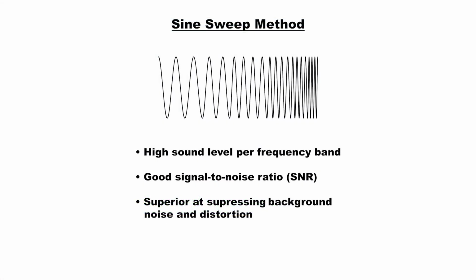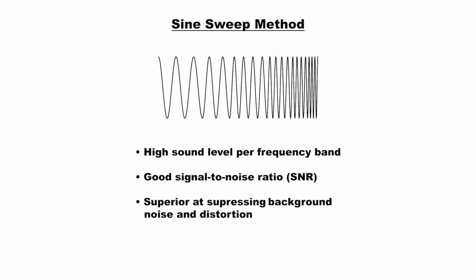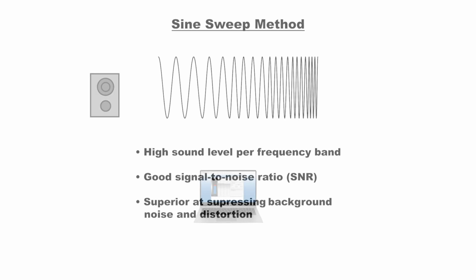ODEON's measurement system is based on the sine sweep method, which is superior to other methods at suppressing background noise and getting clean results. We have a video on the sine sweep method itself and why it is superior to other methods. Before we show the measurement system, we will show what is needed in order to make measurements with ODEON. ODEON sends the sine sweep to a loudspeaker, so first of all you need a sound card.